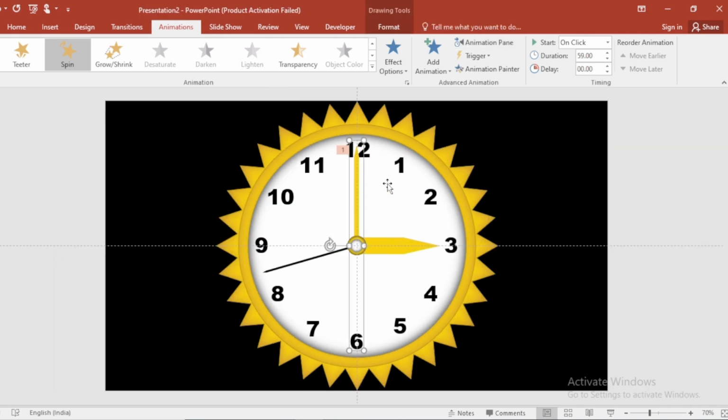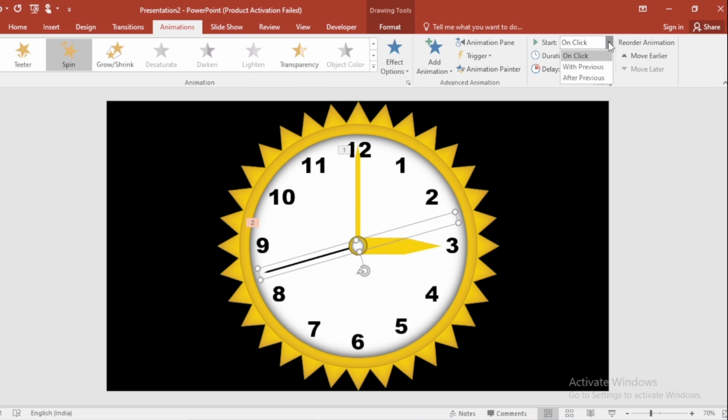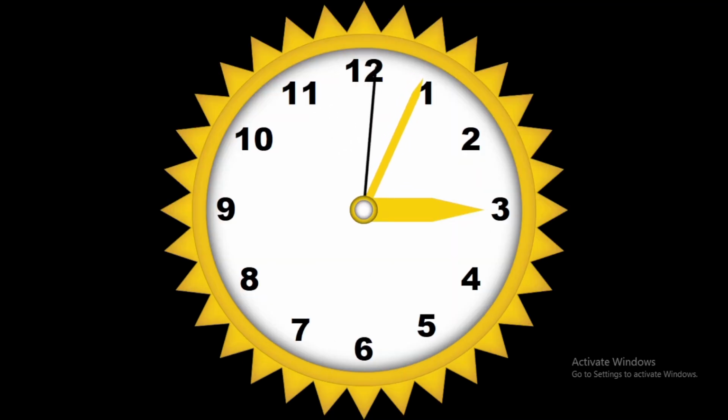Select and click on Animation Painter. Apply on this. Set the duration to 10 seconds. Select Start with Previous. By following this tutorial, you learned how to create a realistic wall clock in PowerPoint.